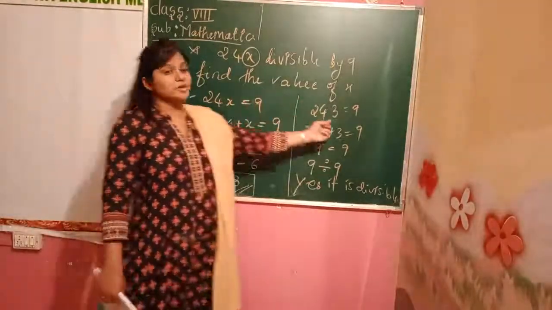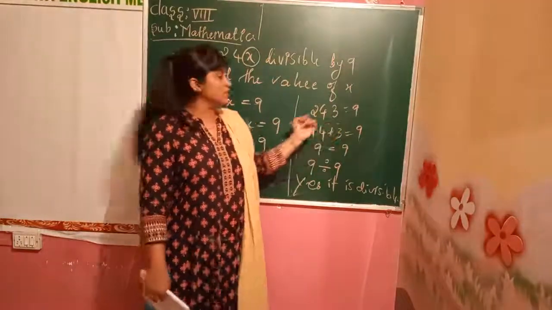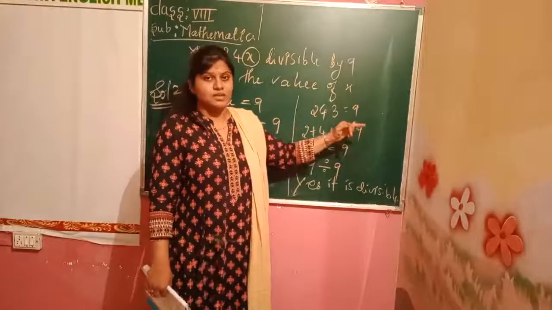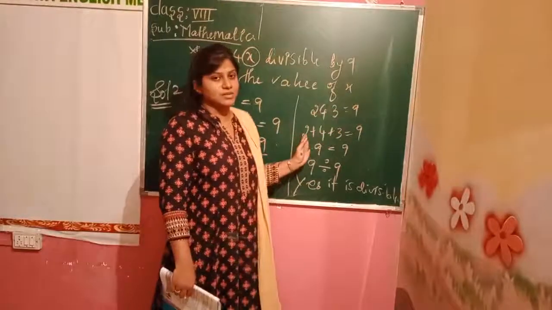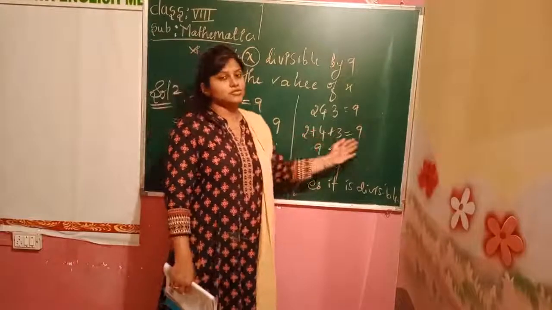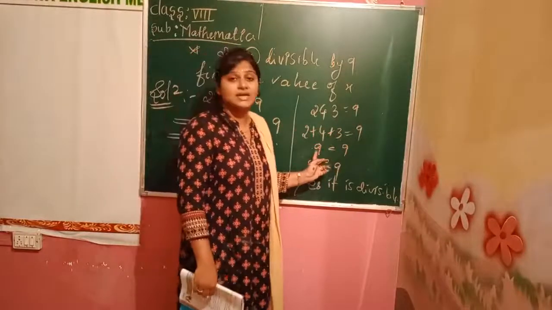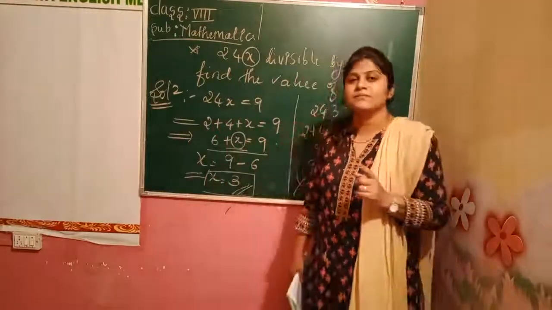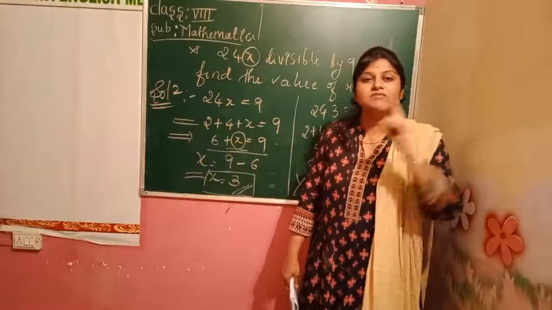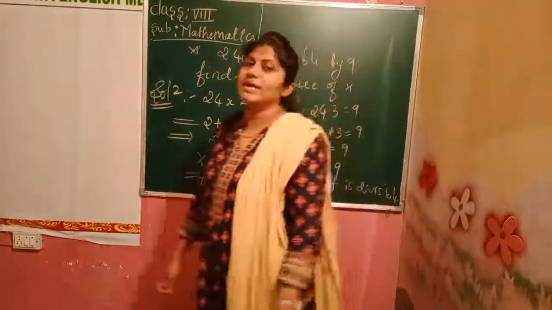That x value I am putting in the equation. Wherever x was, I put 3. So we got 243. I expanded it: 2 plus 4 plus 3 is equal to 9. We got 9 as the answer. We have to check whether 9 is divisible by 9. Yes, 9 ones are 9. So yes, 9 is divisible by 9.